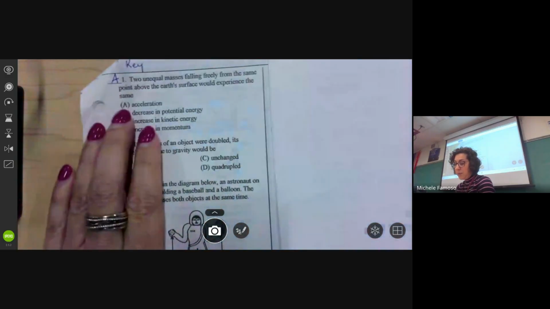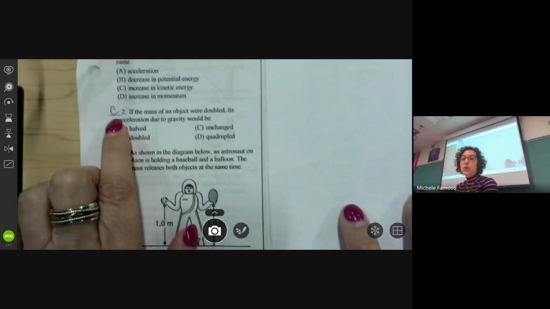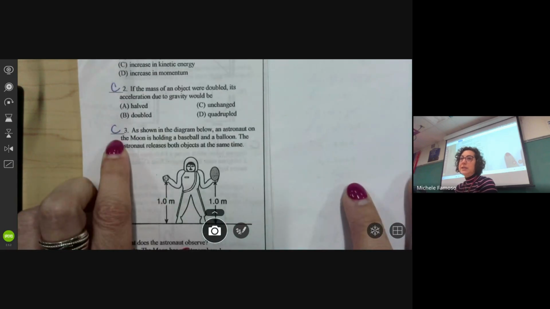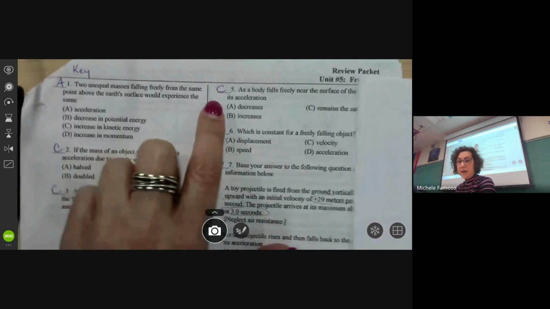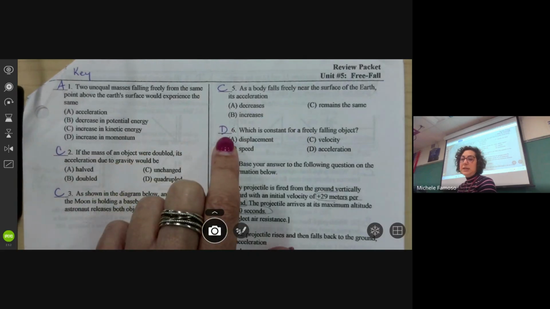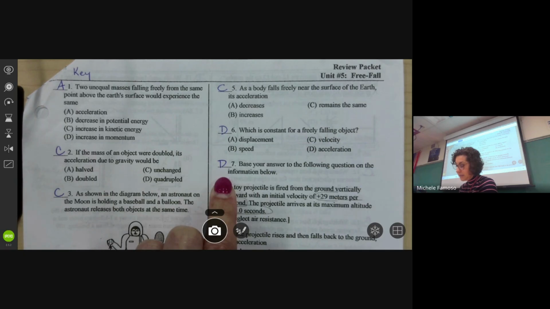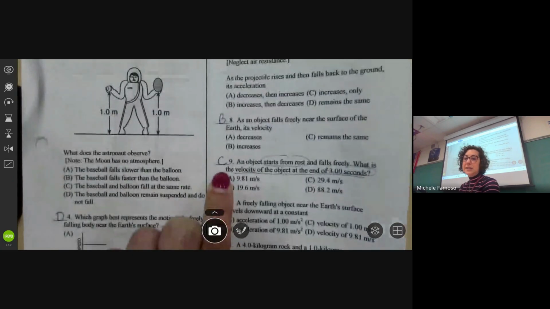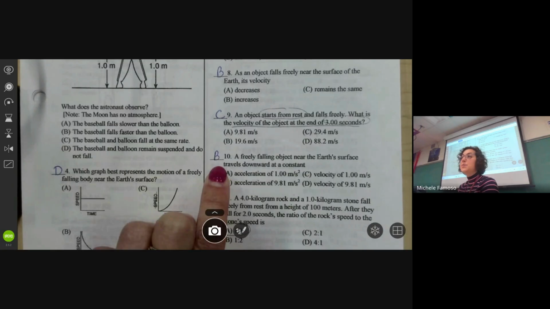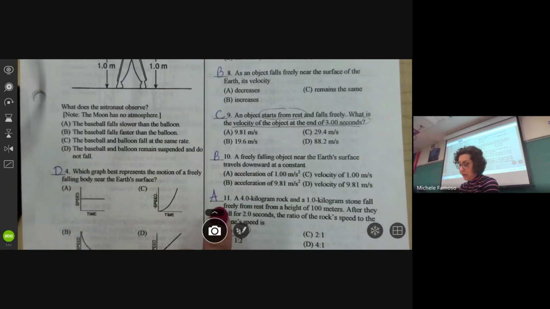Okay, so the rest is multiple choice. Let's check your answers to the multiple choice. And then I'll see if you have any questions that you want to go over, okay? Number 1 is A. Number 2 is C. Number 3 is C. Number 4 is D. Number 5 is C. Number 6 is D. Number 7 is D. Number 8 is B. Number 9 is C. Number 10 is B. Number 11 is A.